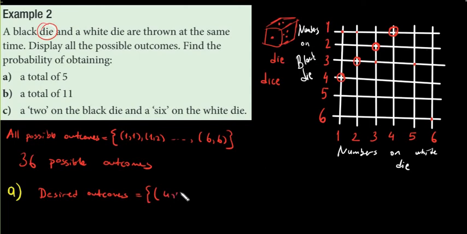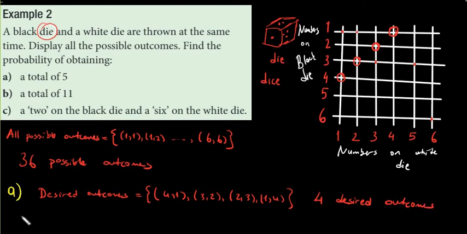So 4 and 1, 3 and 2, 2 and 3, 1 and 4. Here, the first number is the number on the black die, and the second number is the number on the white die. Black, white, black, white, black, white. So we have how many? 4 desired outcomes.